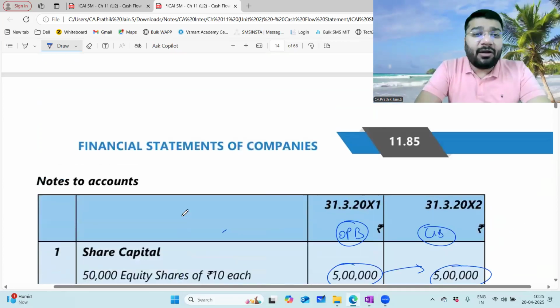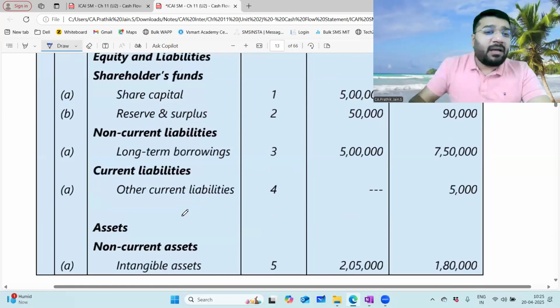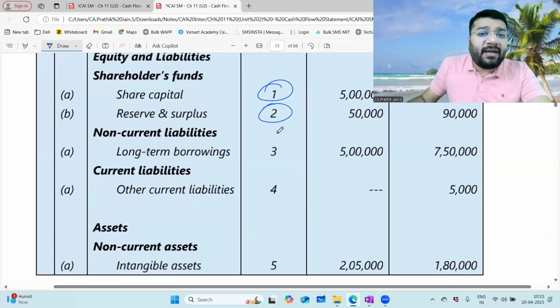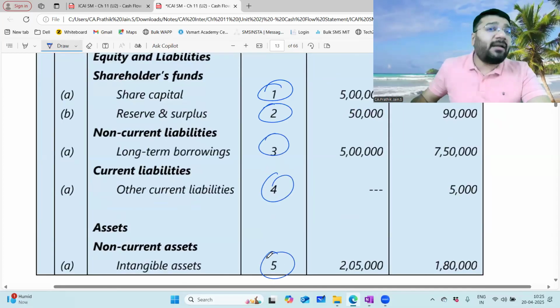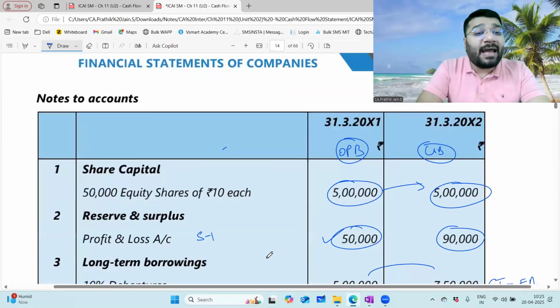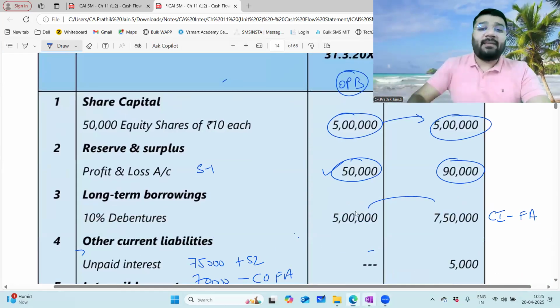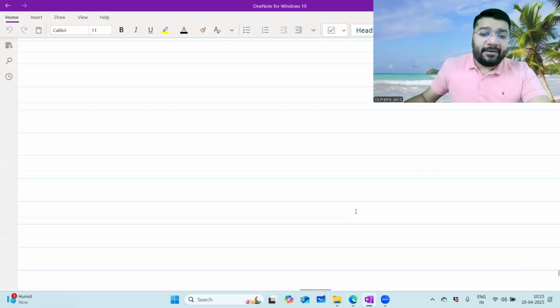Have you taken care of all the items? Yes, sir. Every item has a note, and all these items are covered in the notes to accounts. So one more time, we need not come to the balance sheet. From the notes to accounts, we can still prepare directly. Now please tell me, how do we go about the heading?